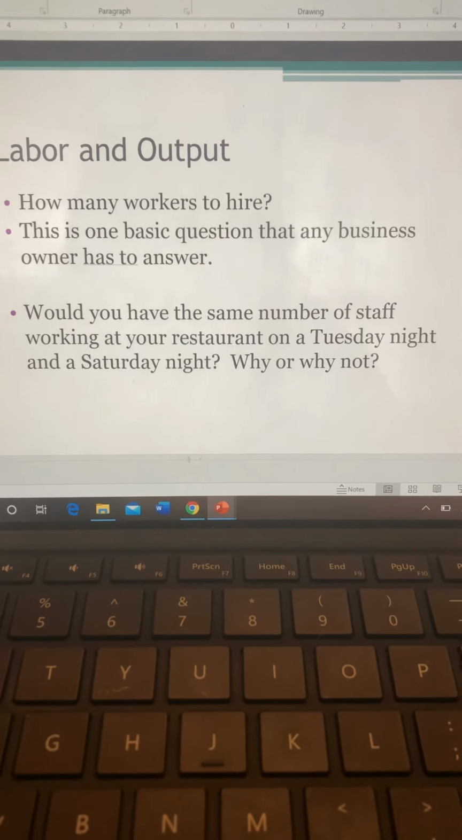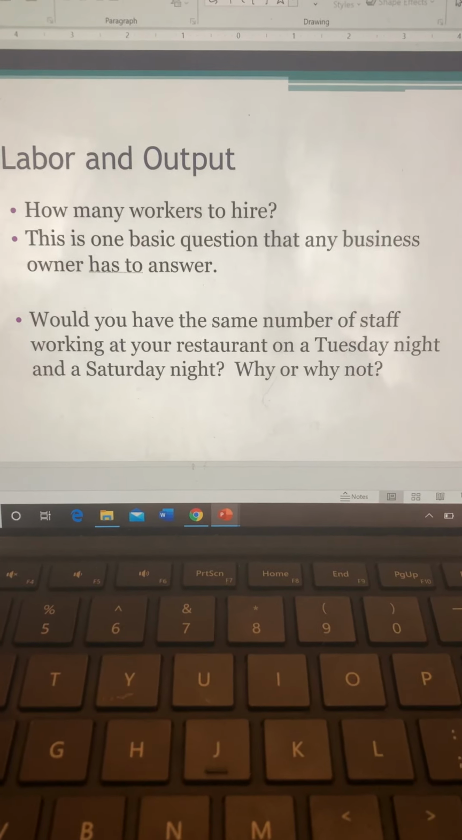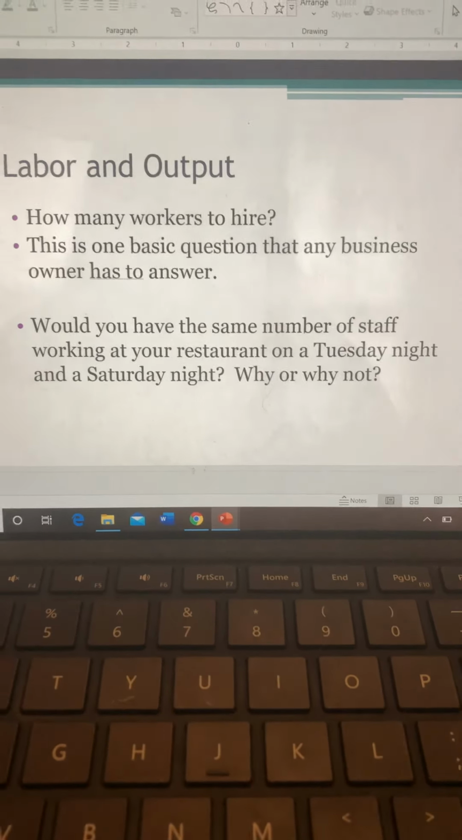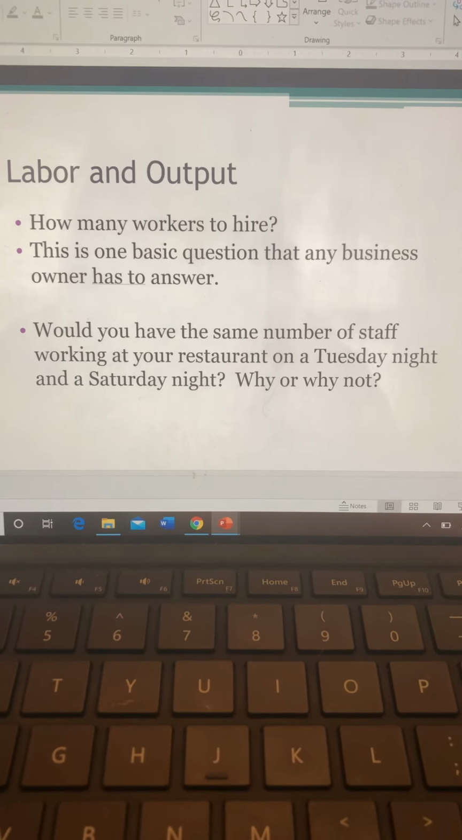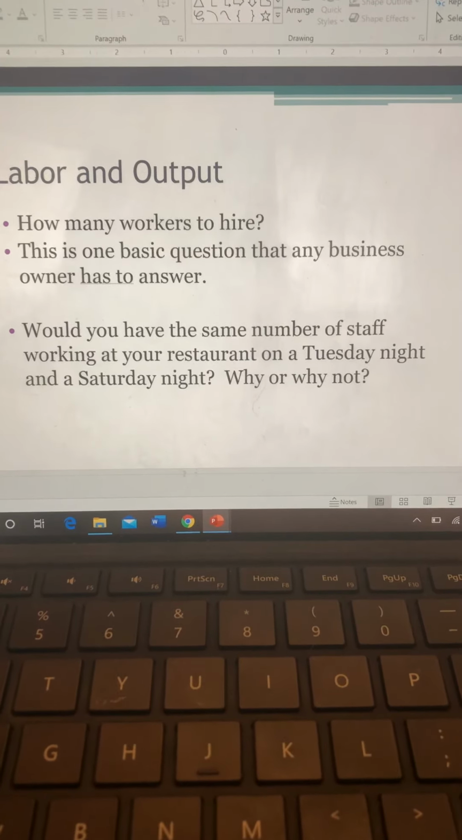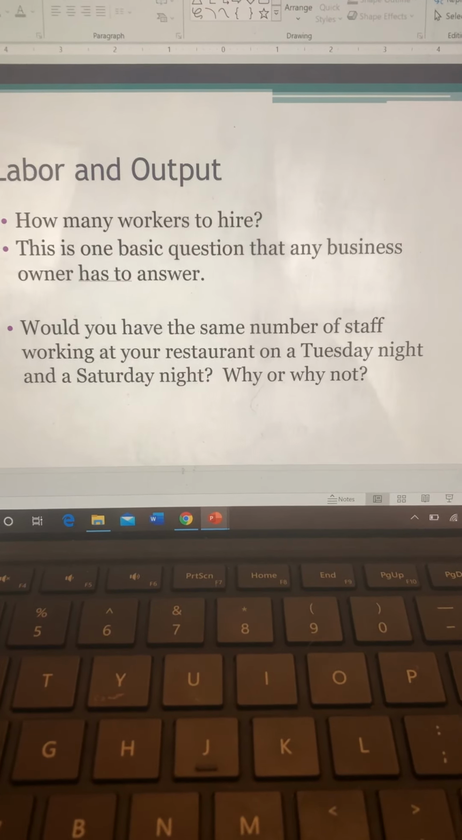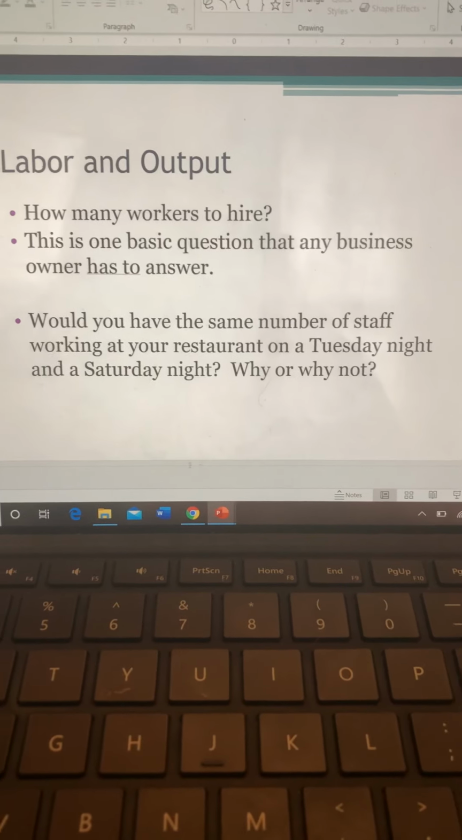If we talked about it before in class, if you have the same amount of staff at your restaurant on Monday night versus a Saturday night, you're probably not going to need as many workers on Monday, right? Because fewer people go out to eat typically on a Monday night, right? So you really have to be savvy with your decision making if you're a business owner, right? You want to make sure that you're optimizing the number of employees that you have.